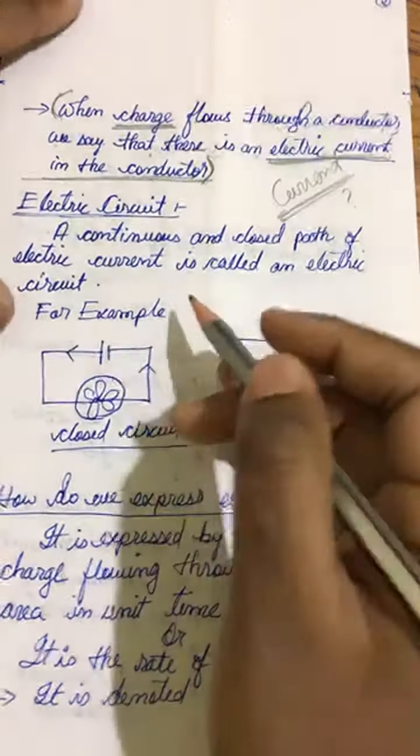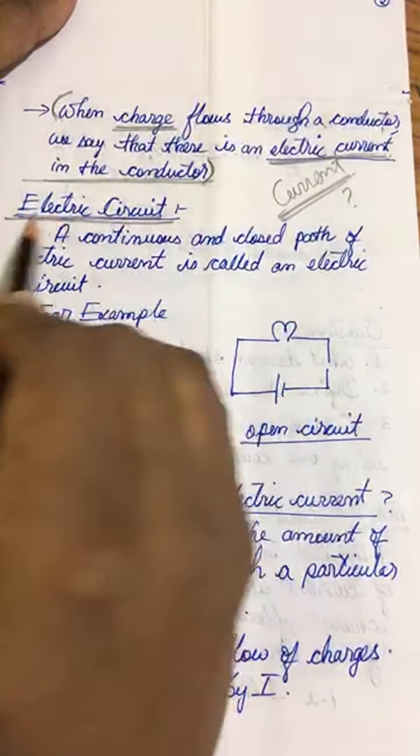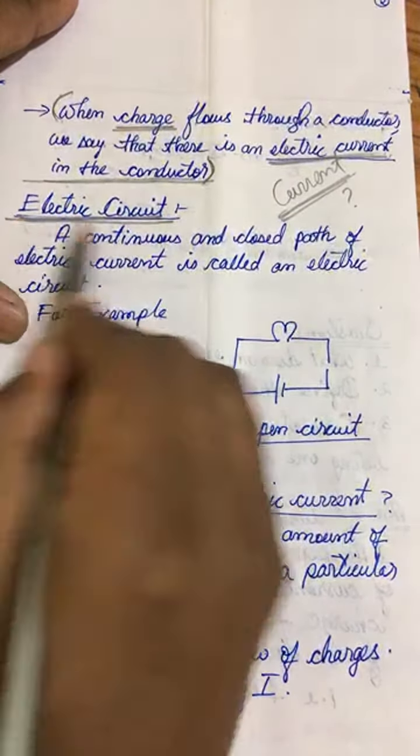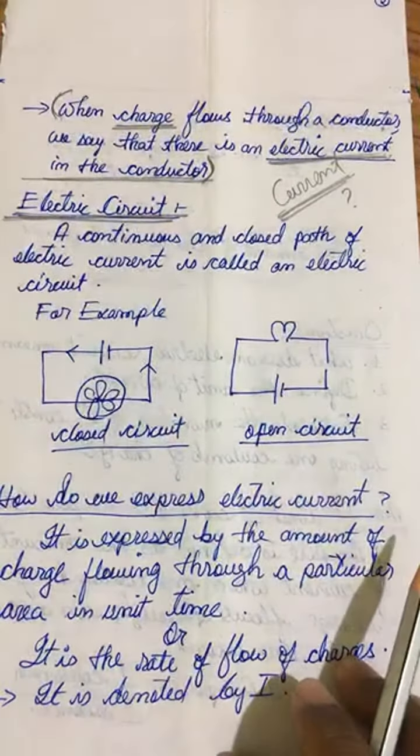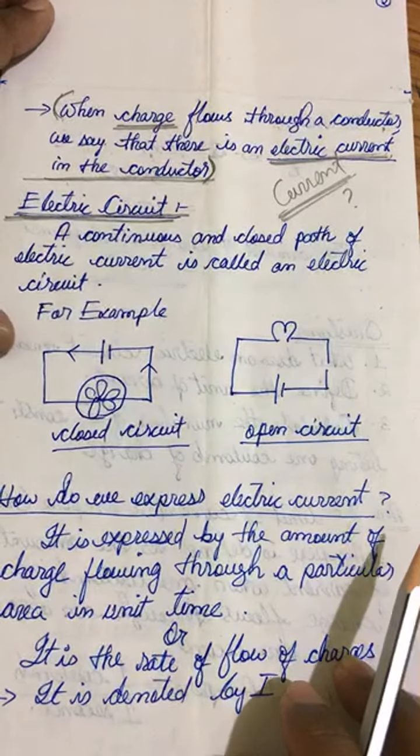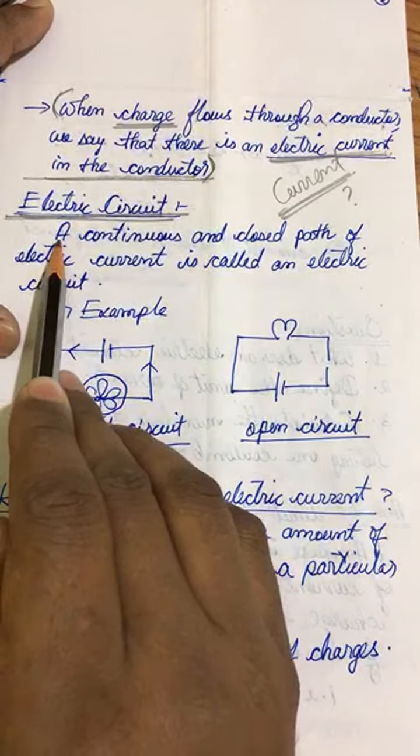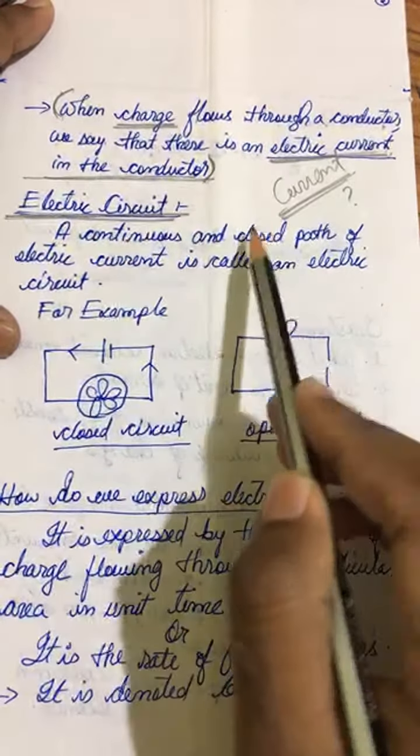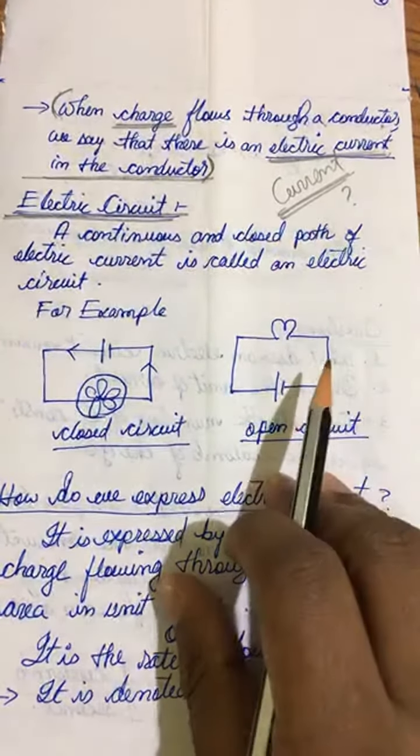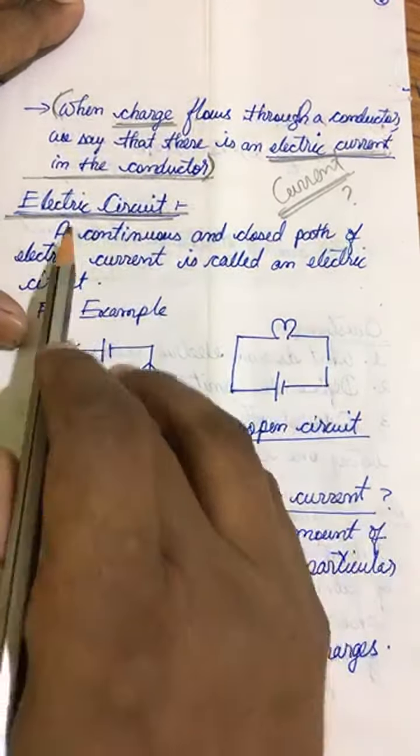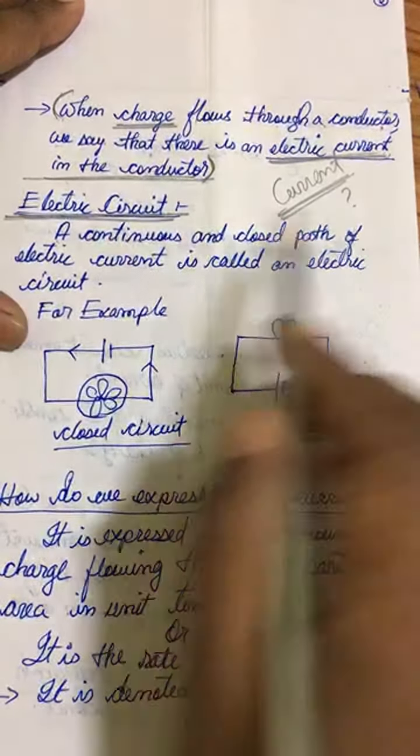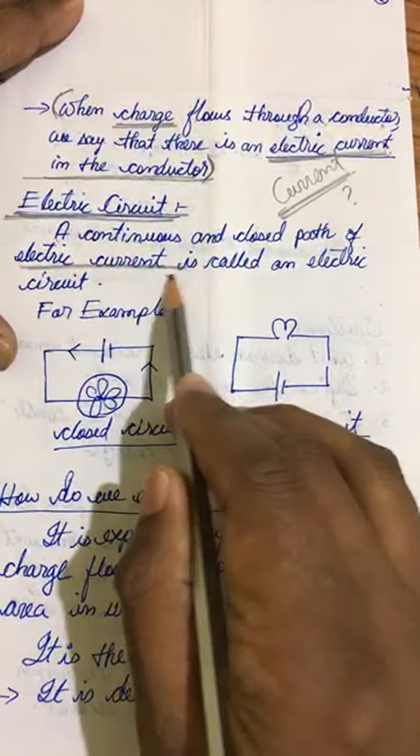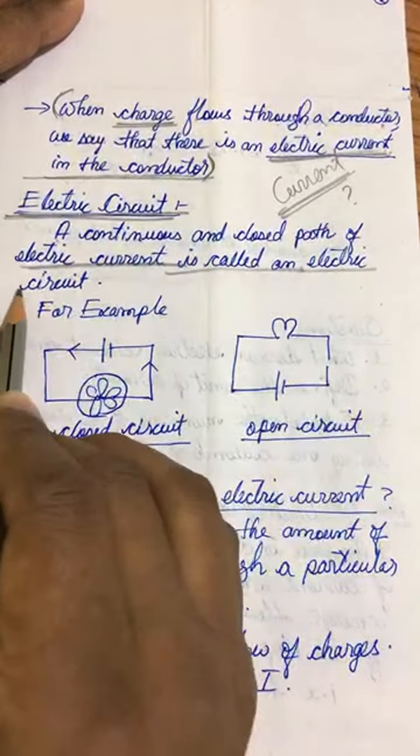Next, we are going to learn what is an electric circuit. What is an electric circuit? An electric circuit is a continuous and closed path. You can say it is a path. A continuous and closed path of electric current is called an electric circuit.